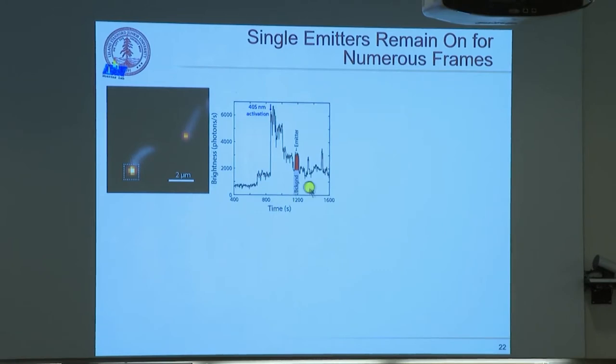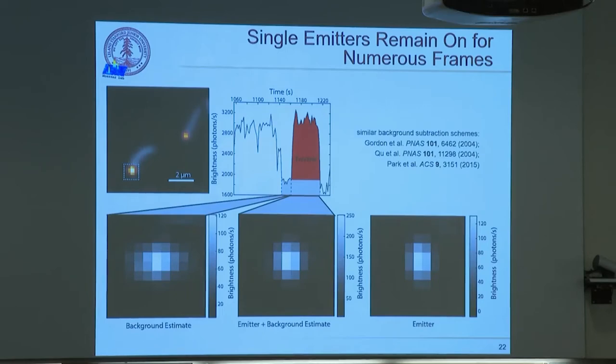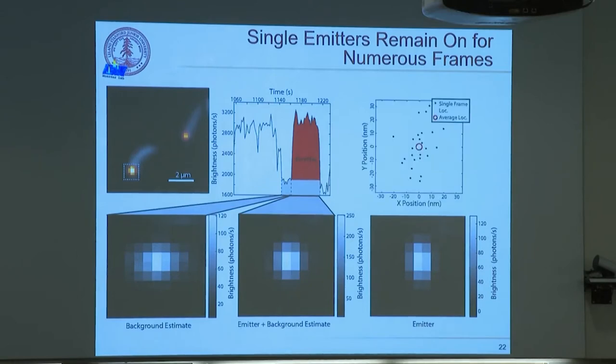But in this case, since we can see the emission from one spot go up and down digitally, we know that there's a molecule that turned on and then off in this time period. So you can take the light underneath it and call that a background and subtract that background and fit the photons from just one emitter. So you can see that this is very clear. There's an estimate of background, emitter plus background, and then you get the emitter alone and can fit the emitter alone. So once you do that for every frame, then you get these small black dots.